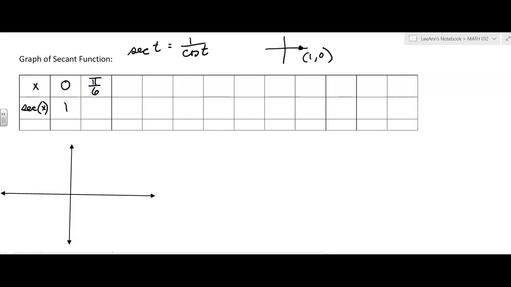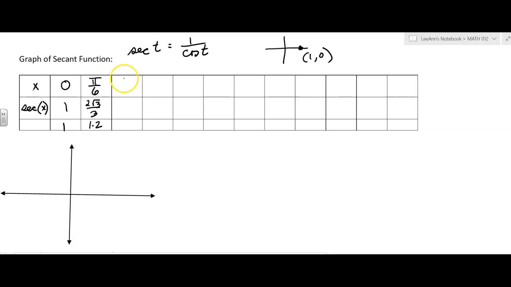Then let's go to pi over 6. Now I have to think, what was the cosine of pi over 6? It was the square root of 3 over 2. So now I want the reciprocal, which is 2 times the square root of 3 over 3. I'm going to have to get a decimal approximation for that. I don't remember the decimal approximation for this. That's why we have a calculator. Okay, so it looks like it's 1.2. And the decimal approximation of 1 is going to be 1.